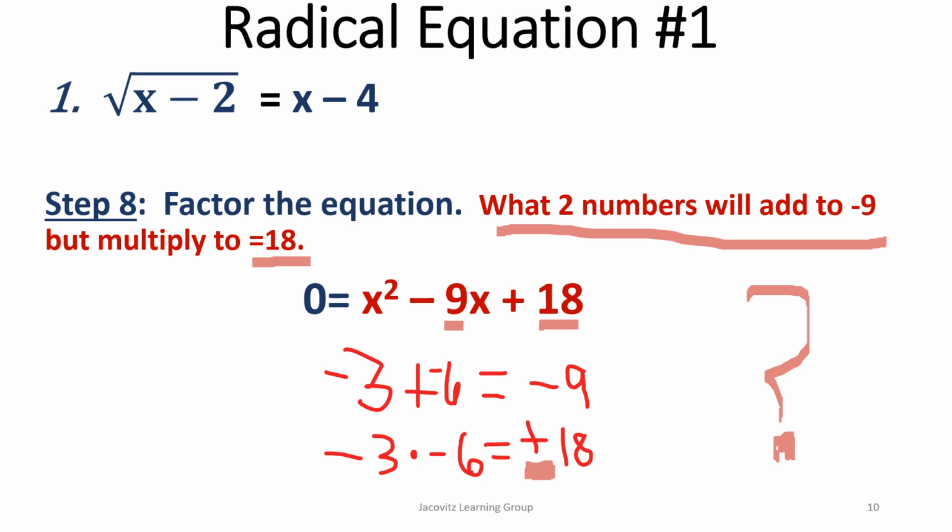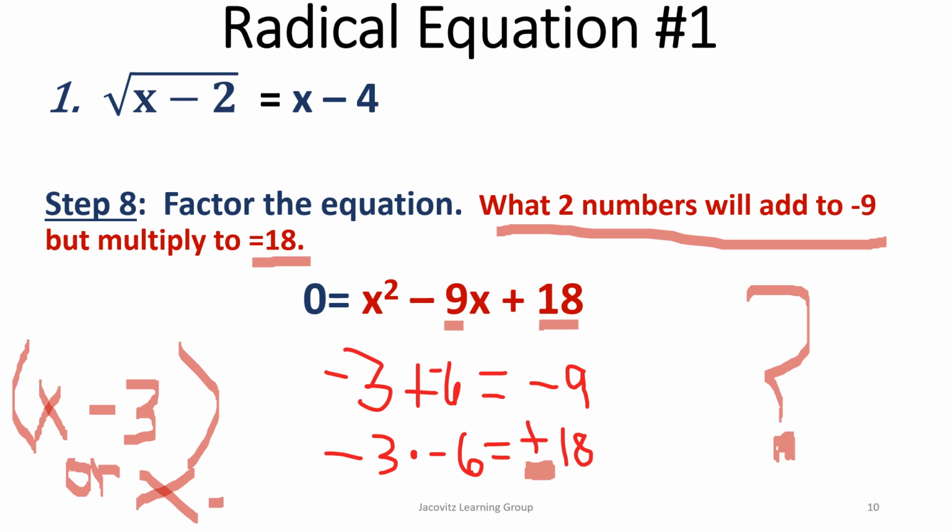And you could try to think 9 and 2. But guess what? 9 and 2 doesn't go here. It doesn't go evenly. So it's 3 and 6. Okay, so then if you wanted to go ahead and solve it, that's your answer. You would have x minus 3 or x minus 6 when you get ready to factor it.